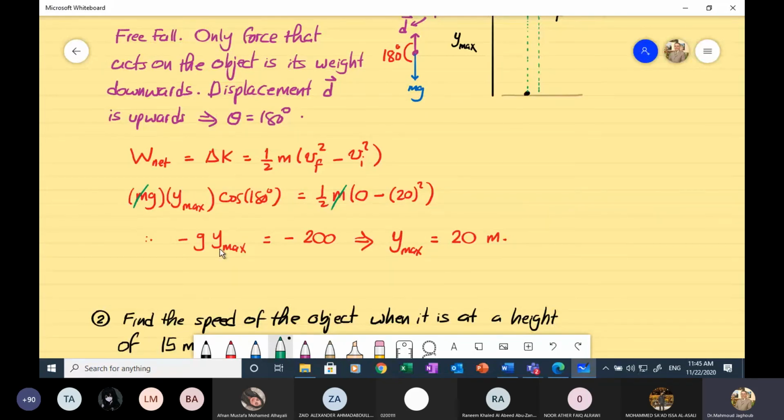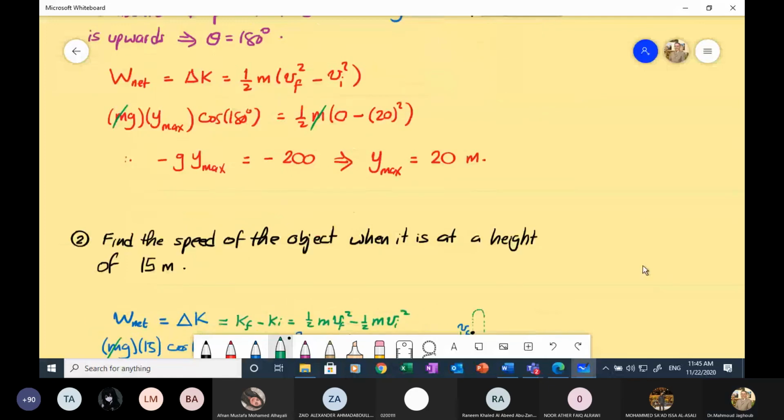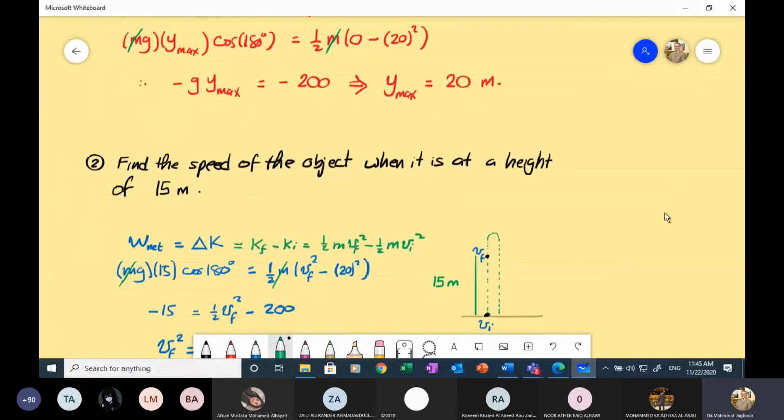You get minus g y max equals minus 200, and therefore y max equals 20 meters. This is exactly the same number that we got when we used the equations of motion. So you can use the work kinetic energy theorem to do this type of question. Let's have another question on the same situation.